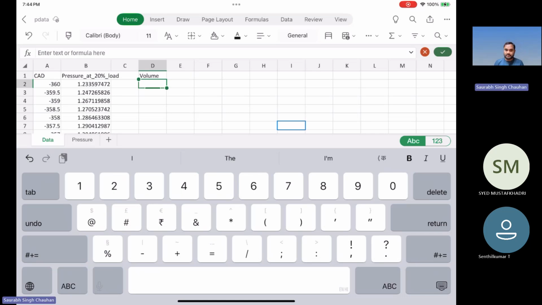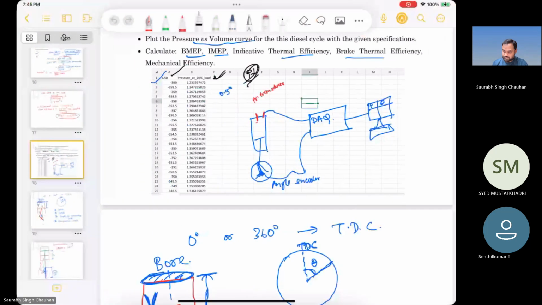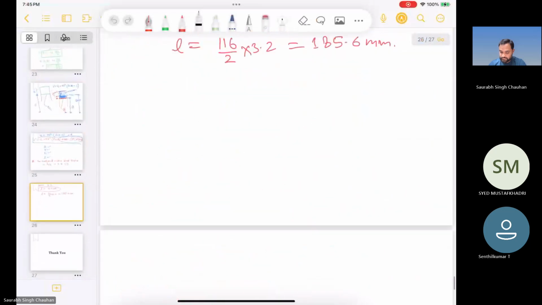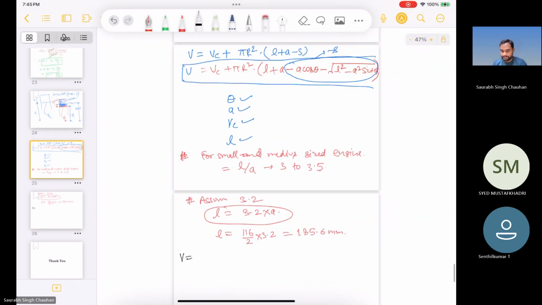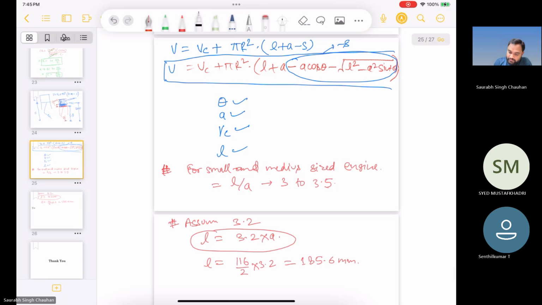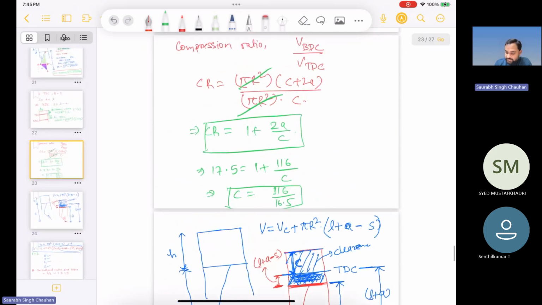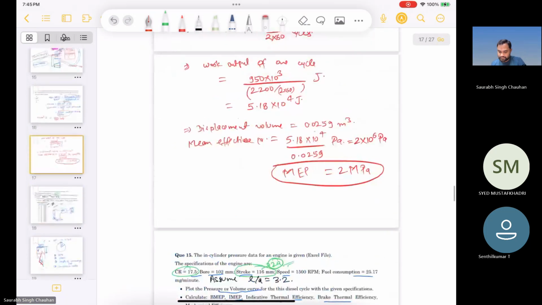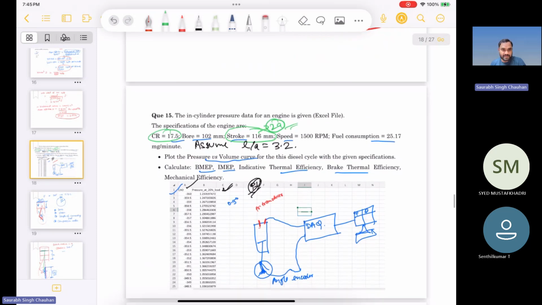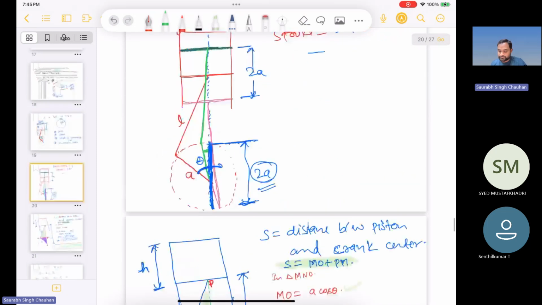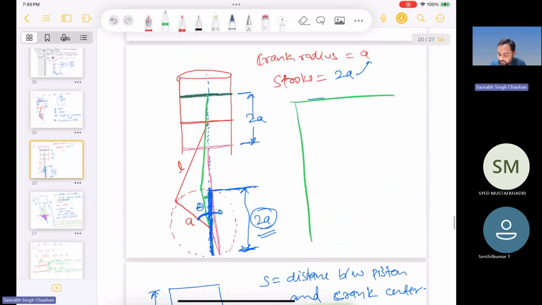Okay, let us proceed with Excel. So what was the formula? Volume will be clearance volume. Is clearance volume given or not given? Well, bore is given, stroke is given, and compression ratio is given. So you can calculate the clearance volume. Let us quickly calculate it.